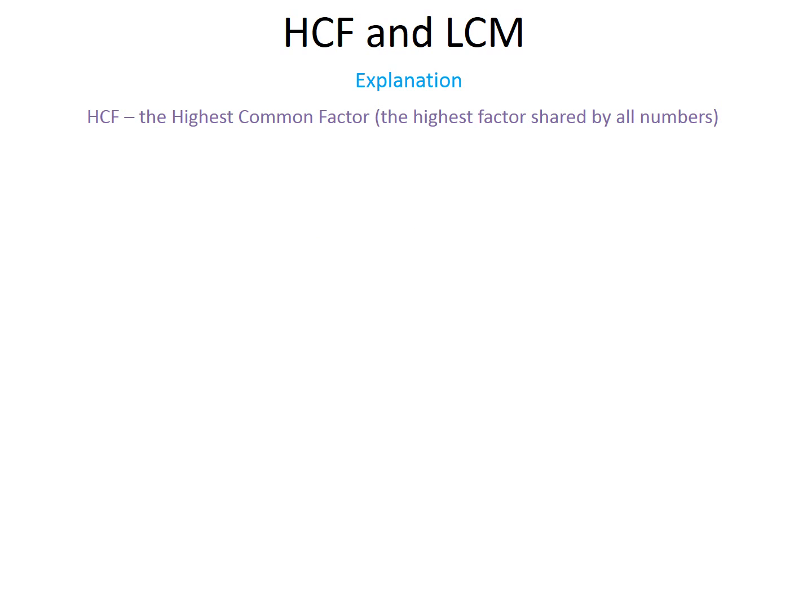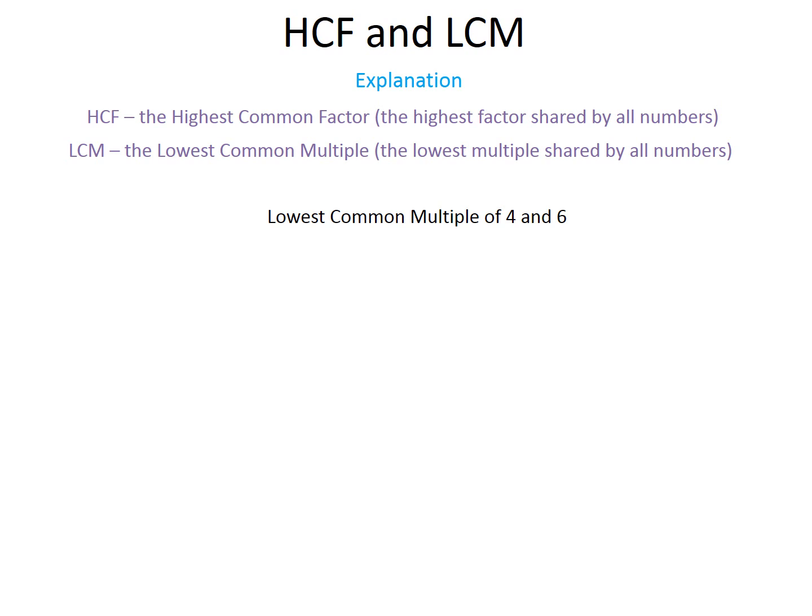Now, the lowest common multiple means the lowest multiple that's shared by all numbers. So you've got highest factors, lowest multiples. So if we look for the lowest multiple this time, lowest common multiple of 4 and 6, then we need to start by listing the multiples of 4. And so there we go, I've just listed them straight out. Remember, going up my 4 times tables. And I stopped at 20.